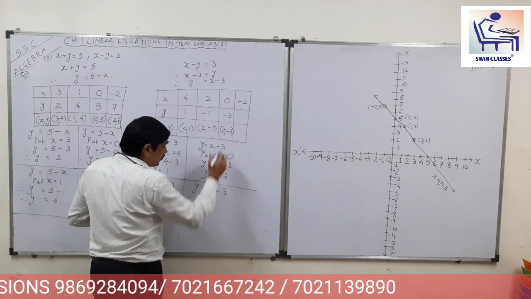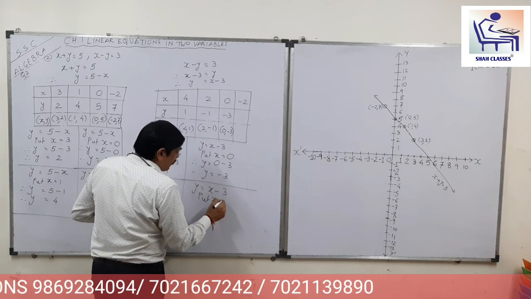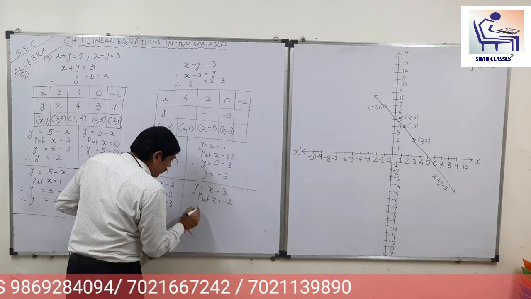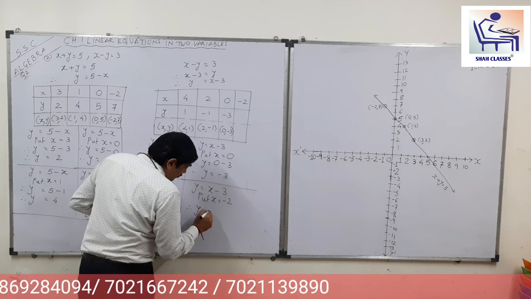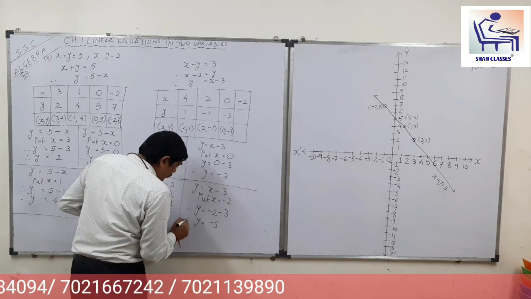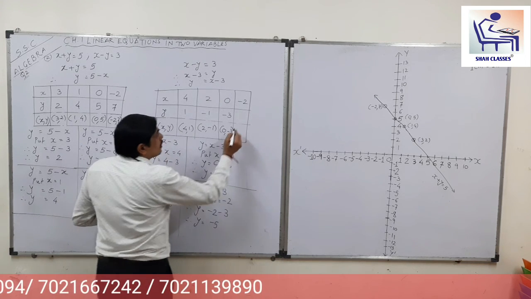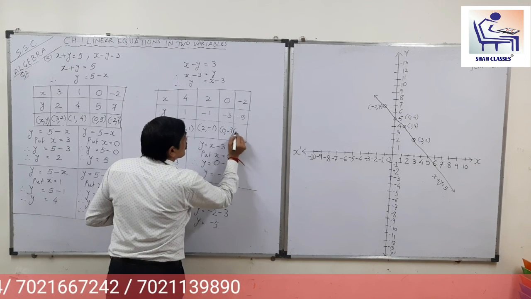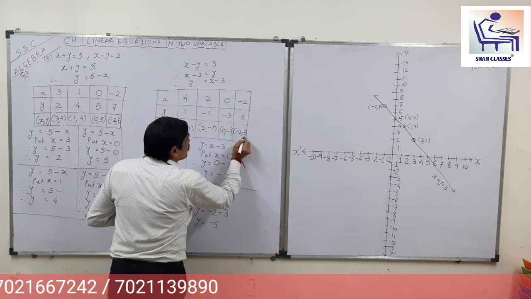For the fourth value, put x is equal to minus 2. Therefore, minus 2 minus 3, y is equal to minus 5. Now, here also I will put this value.